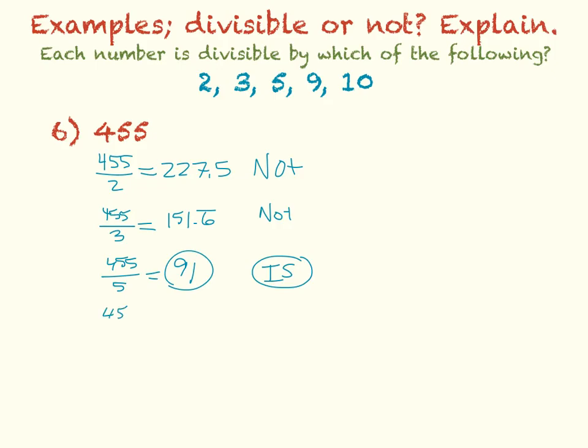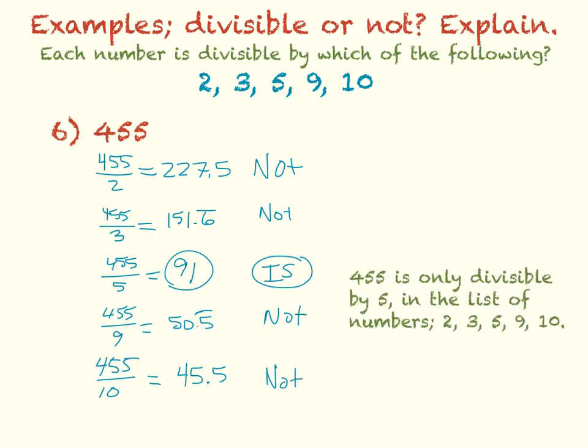And then 455 divided by 9 is 50.5 repeating. So it is not divisible by 9. And finally, 455 divided by 10 is 45.5. So that means it is not divisible by 10. So when you look at all these numbers together, 455 is only divisible by 5 in the list of numbers 2, 3, 5, 9, and 10. And that would be your final answer.